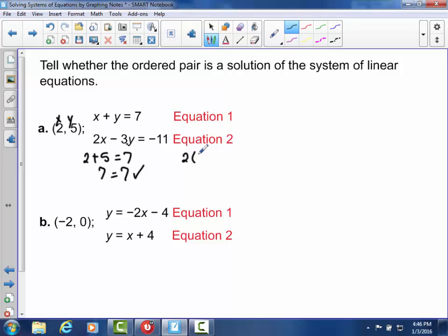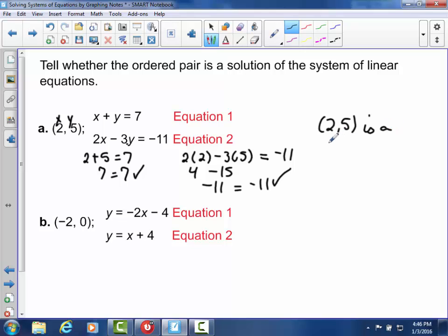Then we'd say 2 times 2 minus 3 times 5. Is that equal to negative 11? Let's see, we have 4 minus 15, and that's negative 11 equals negative 11. So 2, 5 is a solution to the system.